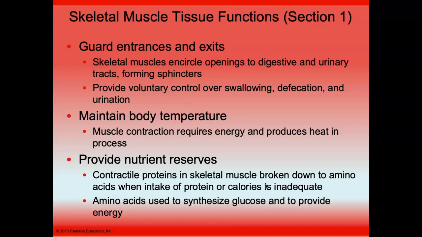Muscles maintain our body temperature because they produce heat as the muscles contract, and muscles provide nutrient reserves. We can use our muscles as energy if we don't get enough calories from carbohydrates and lipids. So we would break down our skeletal muscles to keep us alive. But also within the muscle will be glucose in its storage form, glycogen.